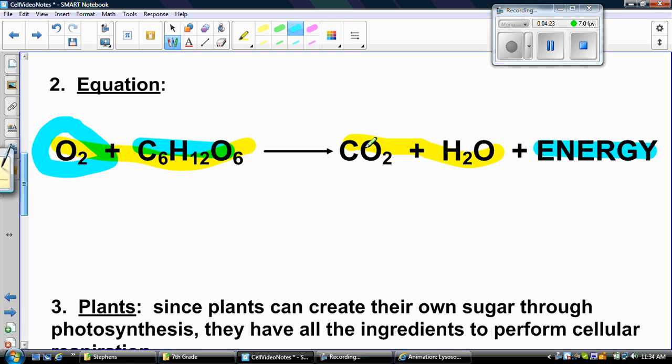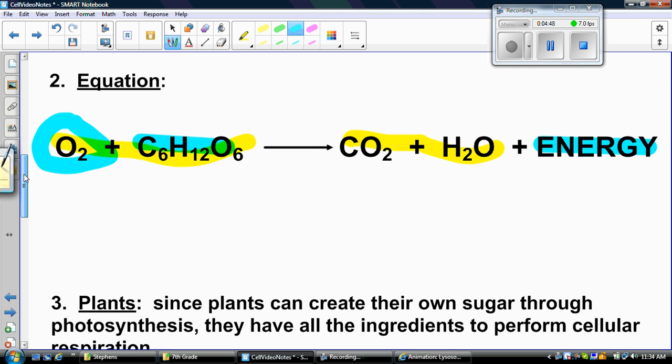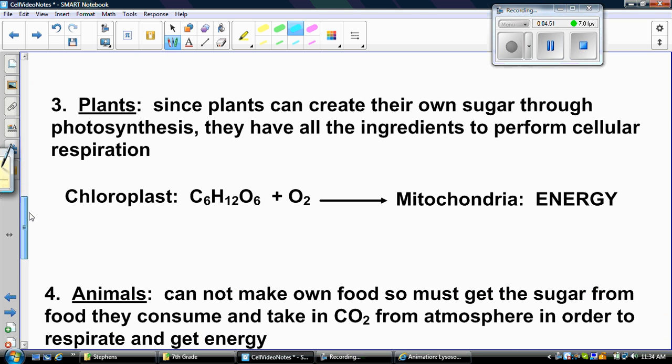Now, notice that carbon dioxide is a waste product. That's what we breathe out because we don't use it. But guess who does? Plants. So what we breathe out, plants use. And then they breathe out oxygen as a waste product, and we use that. So that's cellular respiration. If you notice already, just from looking at our notes today, photosynthesis and cellular respiration go together. Okay, so let's figure out how they go together.